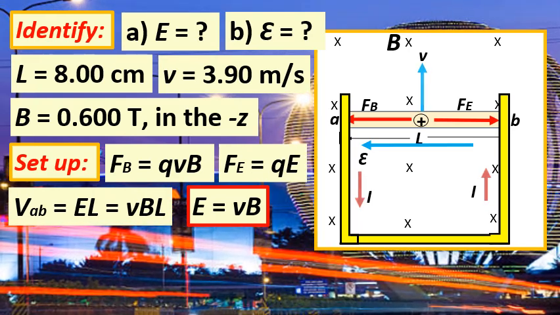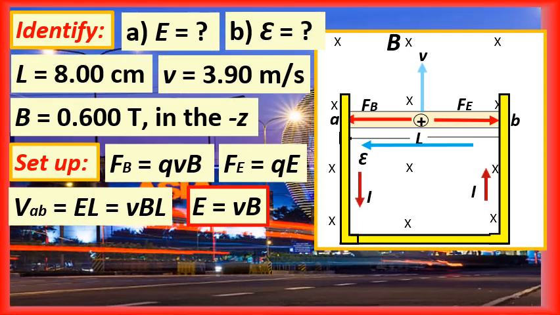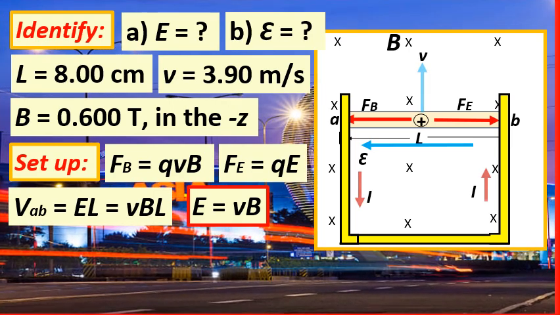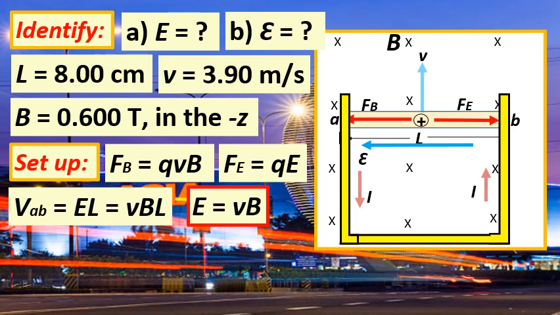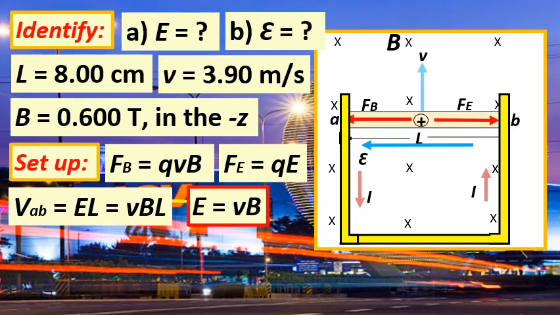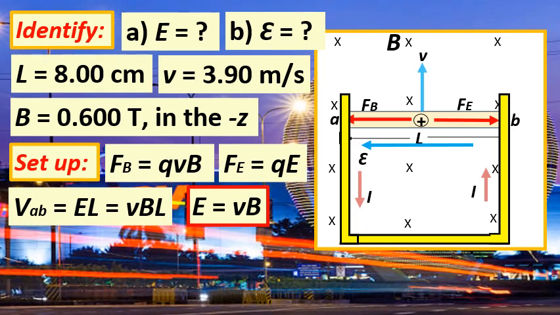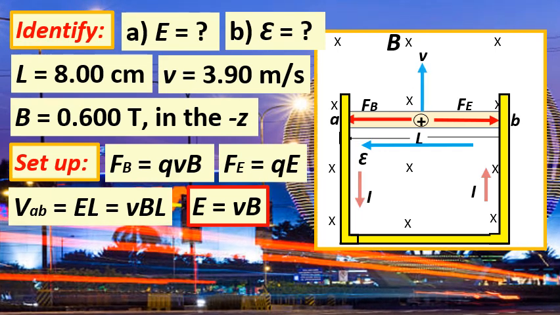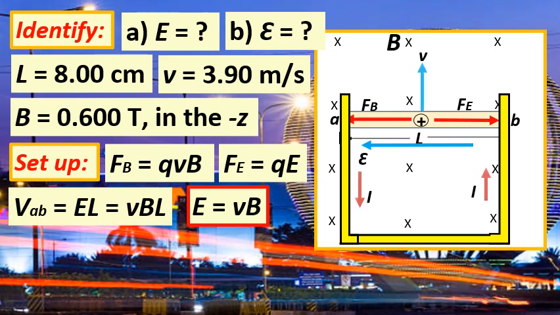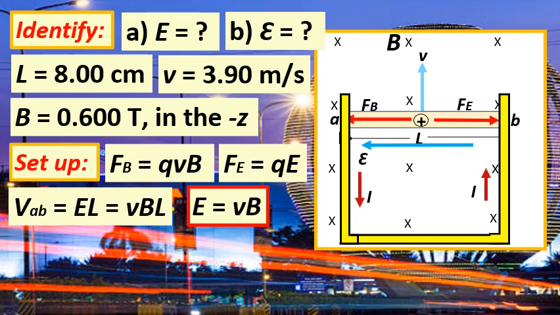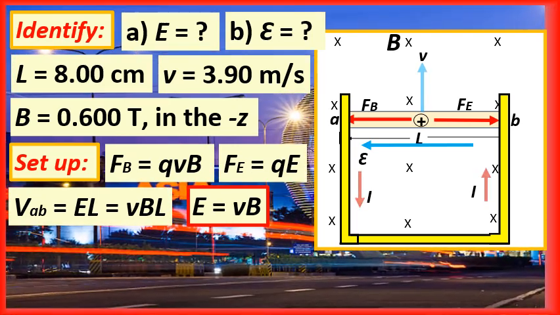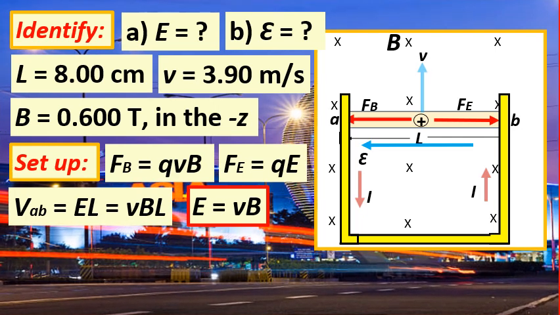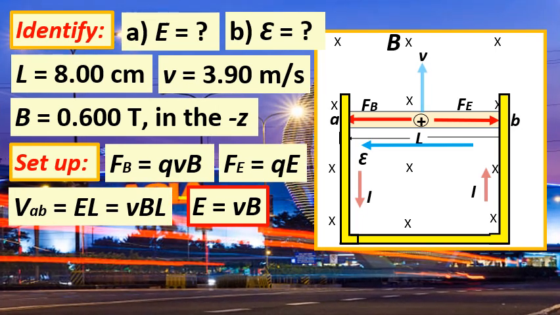All right. The moving rod, we say, has become a source of EMF. Within it, charge moves from lower to higher potential, and in the remainder of the circuit, charge moves from higher to lower potential. We call this EMF a motional EMF, represented by the Greek letter epsilon.